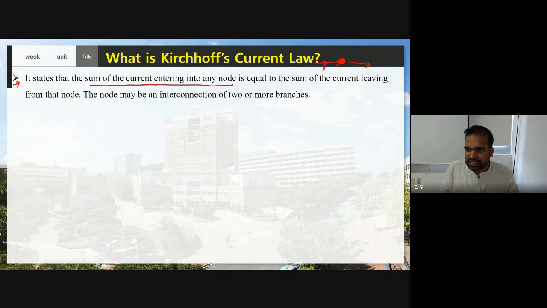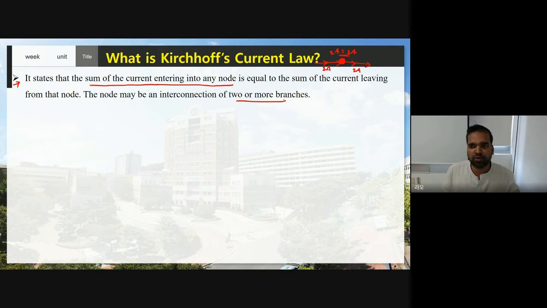Let us consider this is 2 ampere. And this is my leaving current. Let us consider 2 ampere. 2 ampere equal to 2 ampere. This is nothing but KCL. It states that the sum of the current entering into any node is equal to the sum of the current leaving from that node. So I already explained, node is nothing but what?